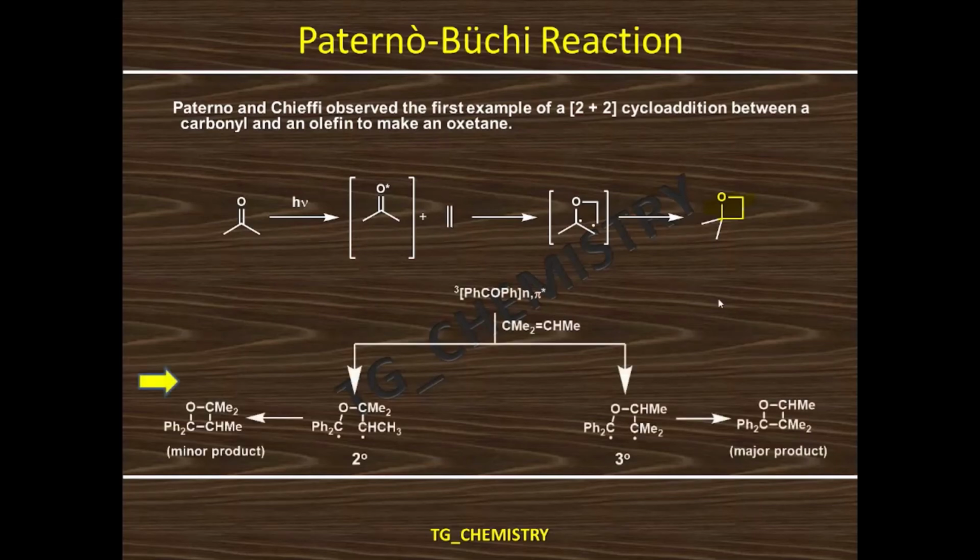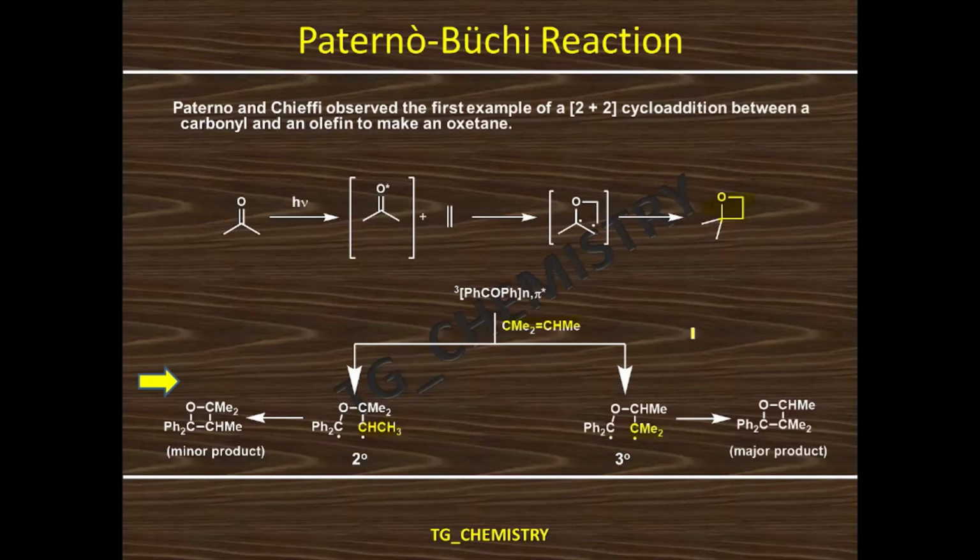Okay, here is another example, with benzophenone taken as the carbonyl substrate. When photo-irradiated, it is transferred to the excited state, the excited triplet state to be specific. When it reacts with the olefin, it can end up with two biradicals, right? There are two possibilities. One can be the 2-degree radical, as you can see here. Another one is a 3-degree radical.